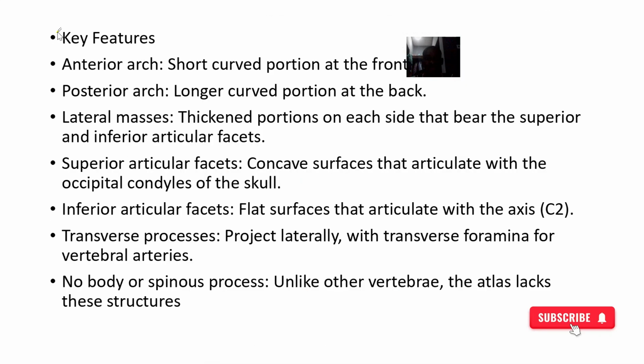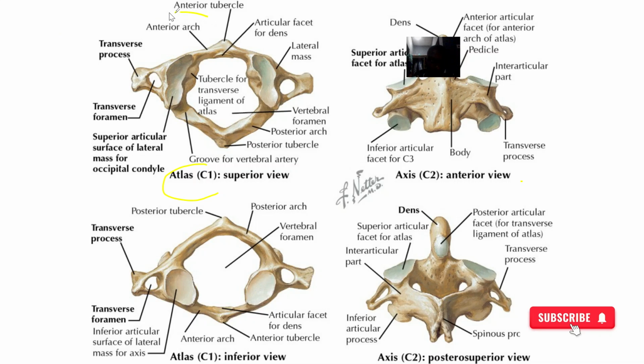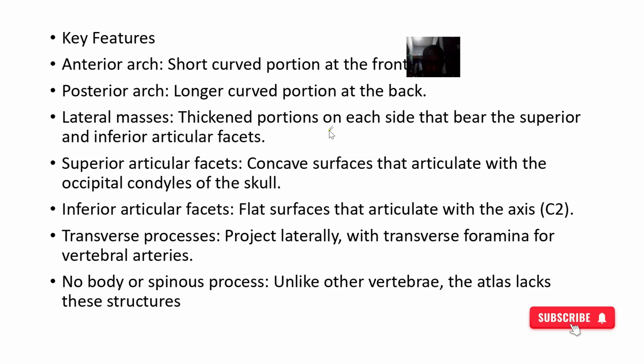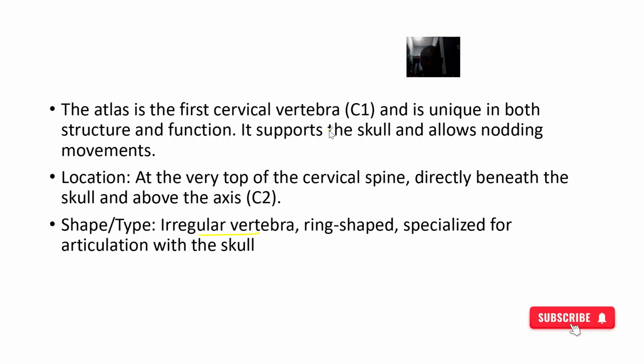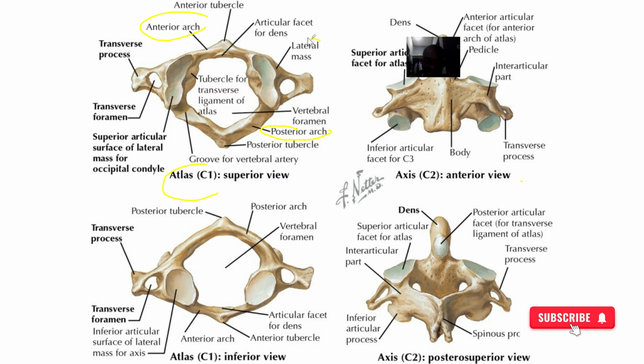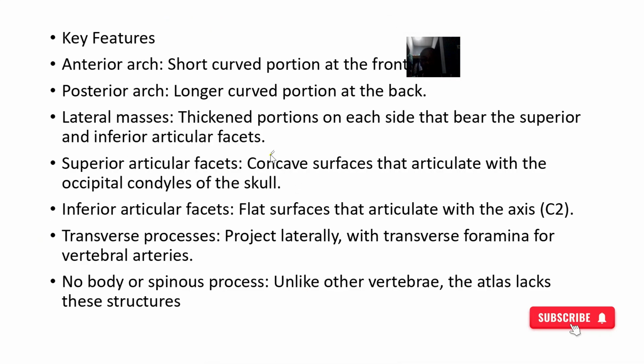So we have the anterior arch, and we have the posterior arch. The anterior arch is at the front, the posterior arch is at the back. We have the lateral masses, the superior articular facet, and the inferior articular facet. This is a lateral mass, then the superior articular facet. Here they just said articular facet, but I know this one is in the front, this one is at the back. Do you understand? So that's the basis.